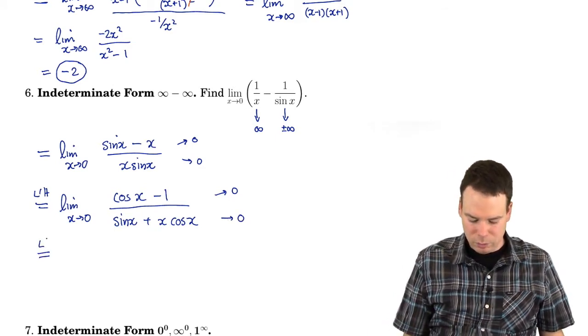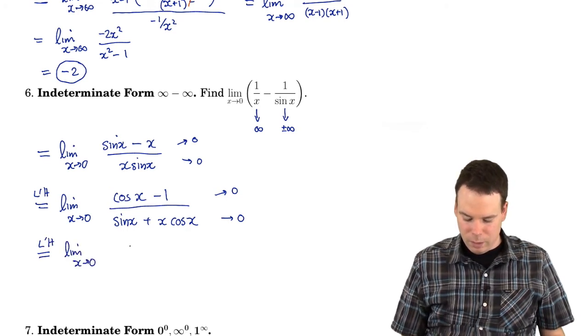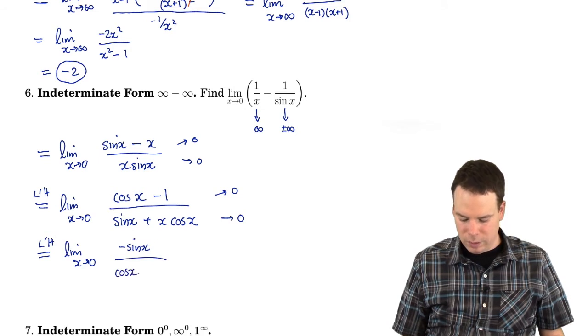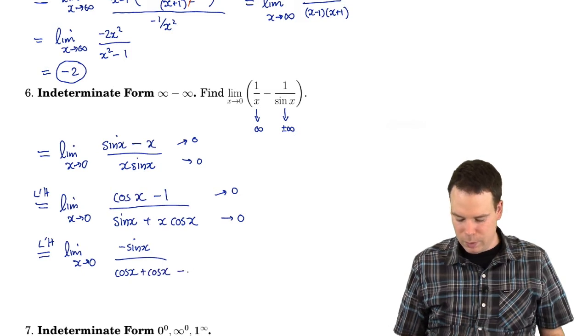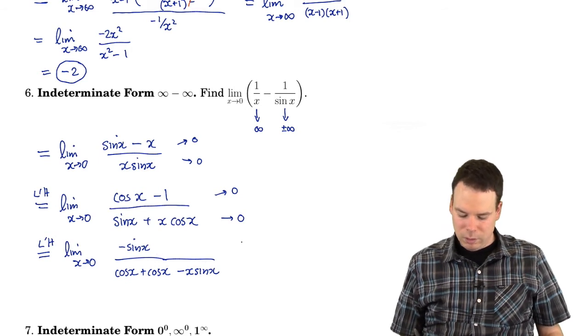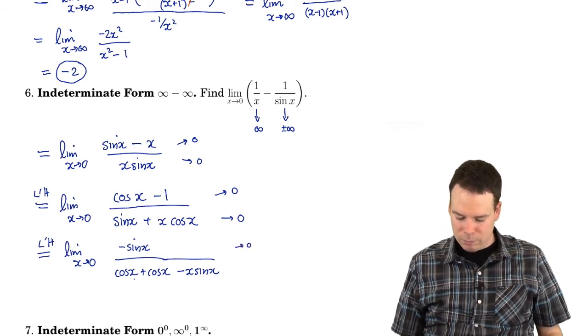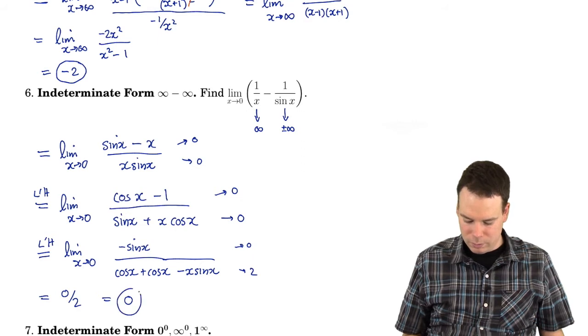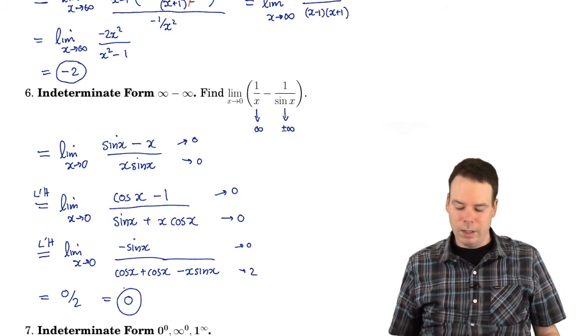So we can use L'Hopital's rule again and look at the limit as x goes to 0 of the derivative of the top, which is negative sine of x. The derivative of the bottom is cos of x, with the product rule on the x cos of x, so that's plus cos of x minus x sine of x. As x goes to 0, the top's going to 0, the bottom's going to 1 plus 1 minus 0, so the bottom goes to 2. So the limiting value is 0 over 2, or 0. So we get a value of 0 for our limit in this case.